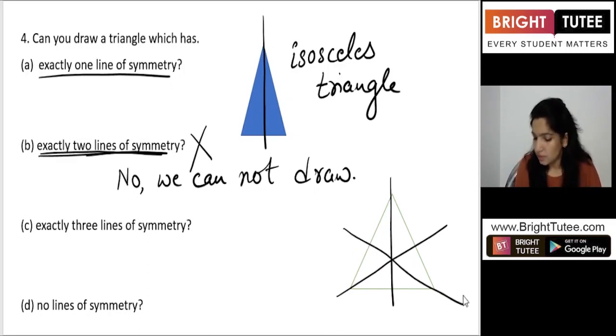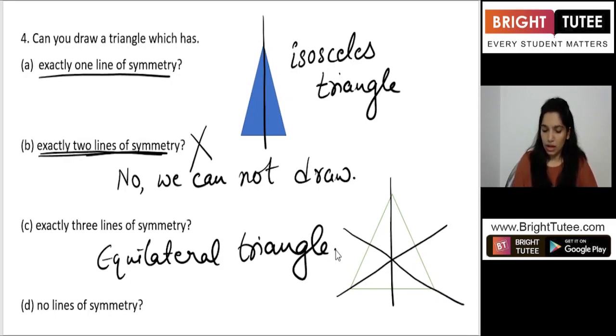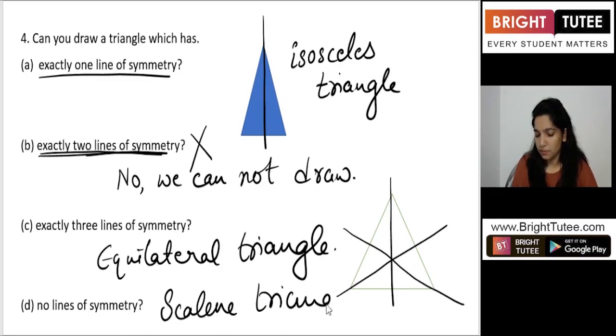And 3. Okay, so this is the kind of image that I can do my best. So exactly three lines of symmetry is possible with an equilateral triangle. Okay, now it says no line of symmetry, so it is possible with what kind of triangle? Scalene triangle. Okay, a scalene triangle has got no line of symmetry.